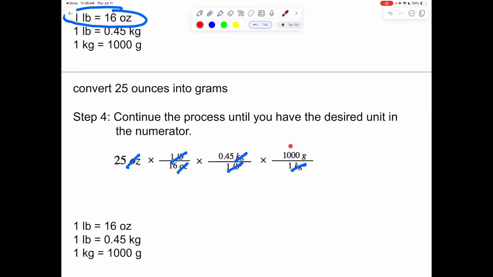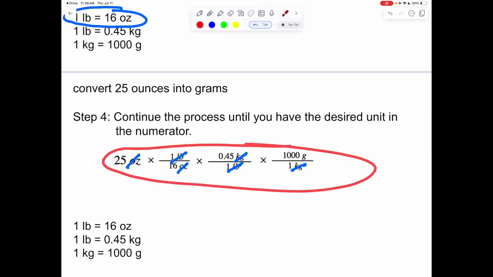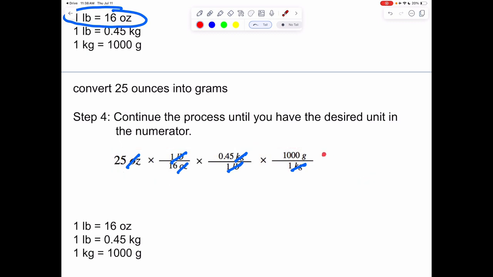Final step is to multiply all of this together. So we're going to multiply the top to get an answer: 25 times 1 times 0.45 times 1,000. And then 16 times 1 times 1 to get an answer down here. And then that would give our final answer in the unit of grams.